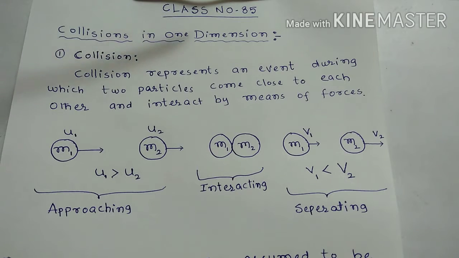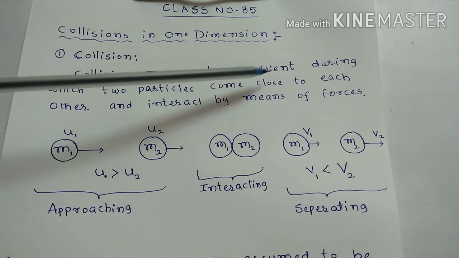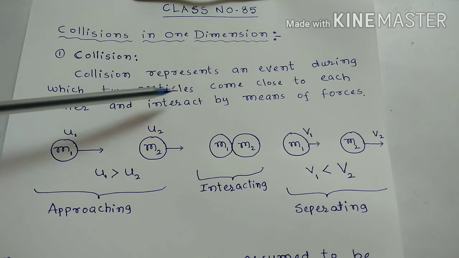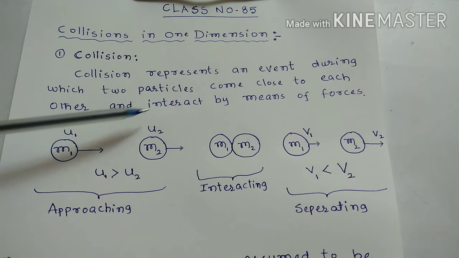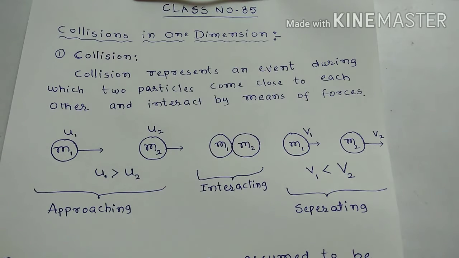This is class number 85. Collisions in one dimension. First, I will explain what is collision. Collision represents an event during which two particles come close to each other and interact by means of forces. Okay, now you see one example.